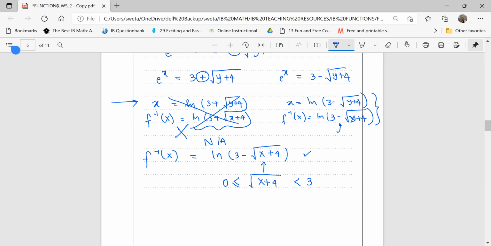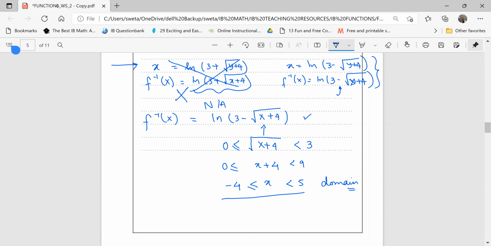Okay, so then let's find out what the domain of this will be. Take squares on both sides, square the whole thing, and we get x plus 4 is less than 9, which means x should be greater than or equal to negative 4, but less than 9 minus 4, which is 5. And this is the domain of the inverse function. And the range of the inverse function, as we say, is less than or equal to ln 3.